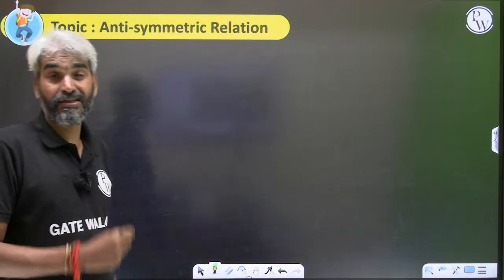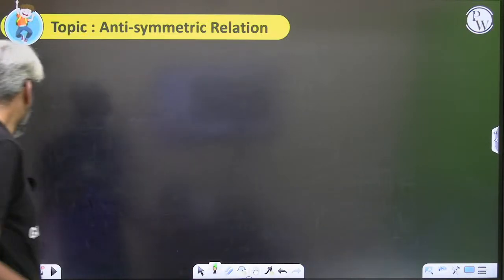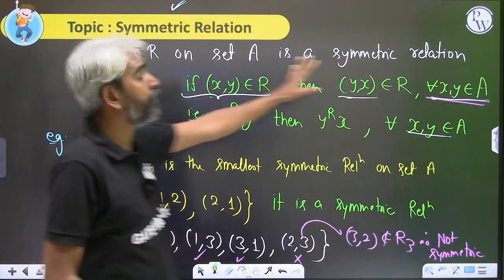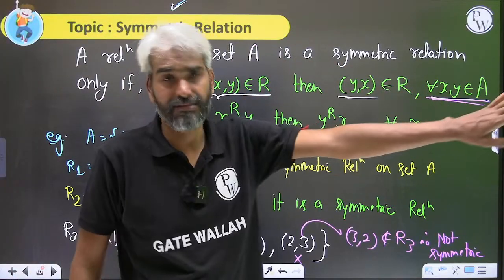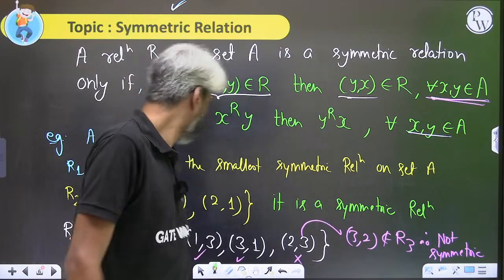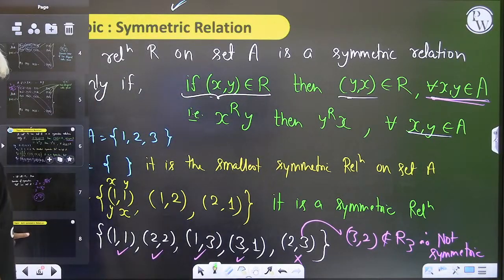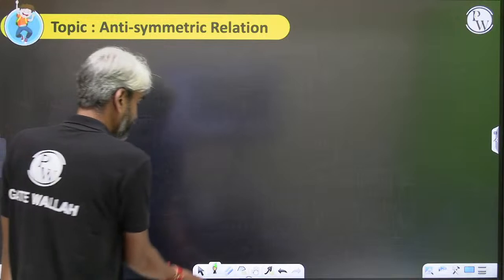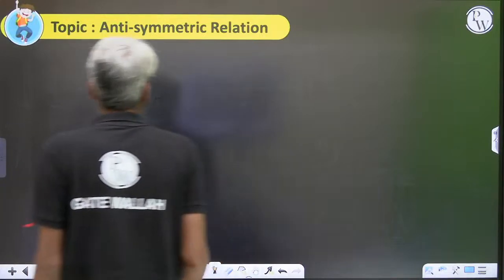It is not asymmetric. Please mind it. Symmetric says that if x comma y is present, then y comma x should be present for all the cases. But what happens with an antisymmetric relation? Let's try to understand the definition.